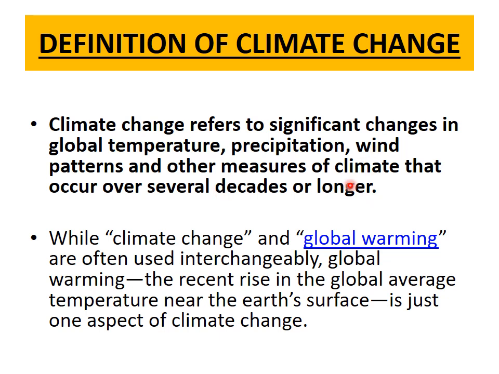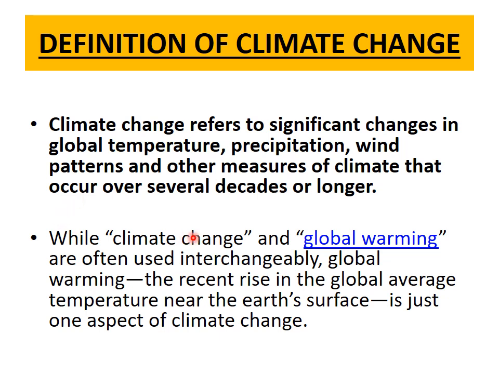So, two or three things that we come to know from here is that climate change does not only mean global warming, that is the warming of the earth's temperature. It also means changes, because of this rising temperature, on the rainfall pattern, on the wind pattern, and other measures of climate. And it happens over several decades, so it is not a short term change. It is something that happens over the years.